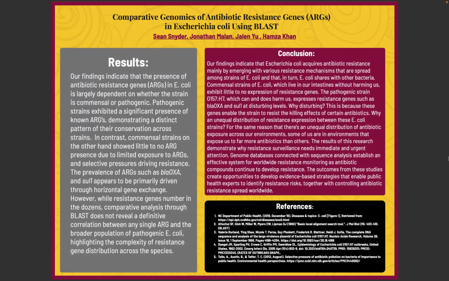we observed a clear distinction between commensal and pathogenic strains. Pathogenic strains like O157H7 carried significantly more ARGs, including key resistance genes like BLA, OXA, and SUL1, while commensal strains had little to no ARG expression, likely due to reduced exposure to antibiotics. Although we identified dozens of resistance genes, our BLAST comparison didn't show a single gene consistently present across all pathogenic strains. This shows how scattered and complex antibiotic resistance truly is.